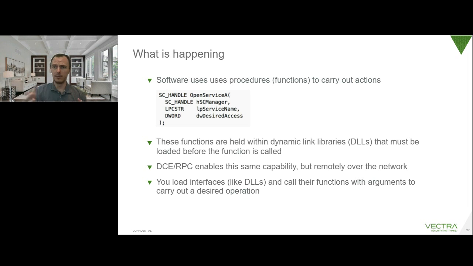If you've heard the term DLL hijacking but aren't actually sure what it is, this is what we're talking about, where these link libraries are either replaced or the way that systems find DLLs is utilized, putting your own malicious DLL in for software to run. And DCE RPC enables this capability like on a local machine, but to do it remotely over the network. So you load interfaces, just like you do DLLs, and you call functions with arguments, and you get a specific event at the end of it.